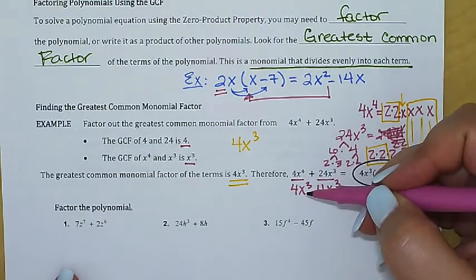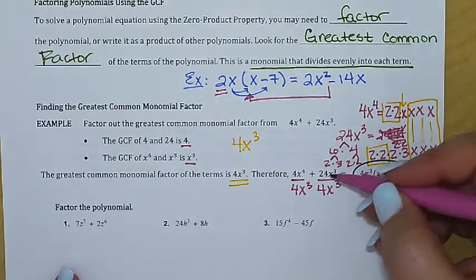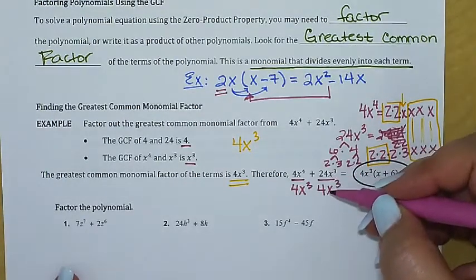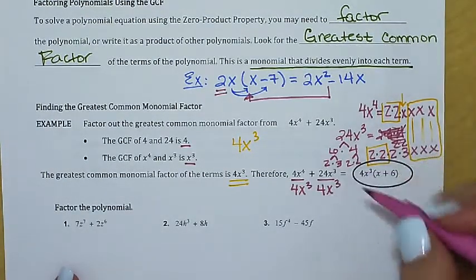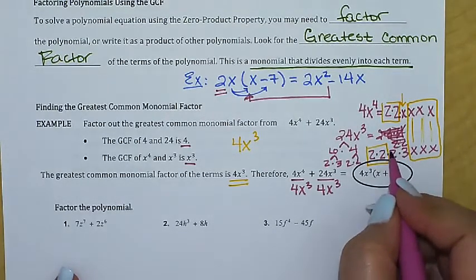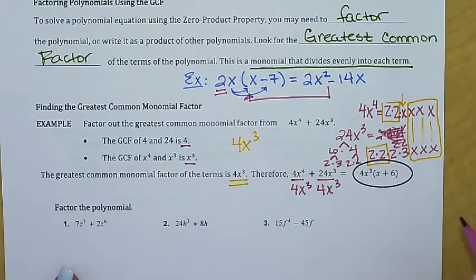X to the fourth over x to the third is just an x. So that's all that's left behind. And in this second one, 24 divided by 4 is 6, and x to the third over x to the third goes away. That is exactly the same thing over itself, so it cancels. So that 6 is the same as this 2 times 3 that they didn't have in common, that was kind of left behind, is what we have there.